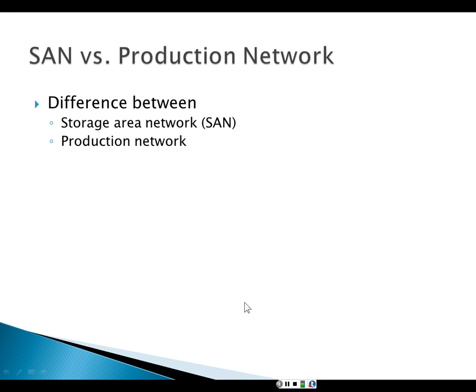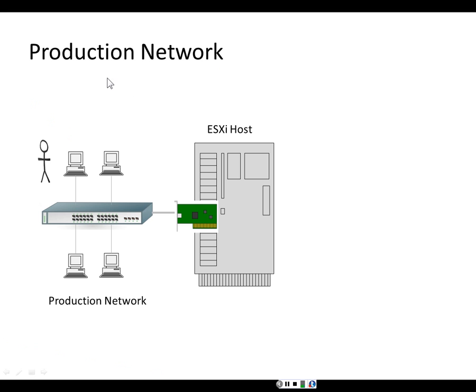What's the difference between a storage area network and a production network? Well, I think everybody knows what the production network is. The production network is where the user's workstation connects to a switch, which connects to a network interface card, which goes in the ESXi host. The production network is used to carry traffic from the users to the virtual machines.